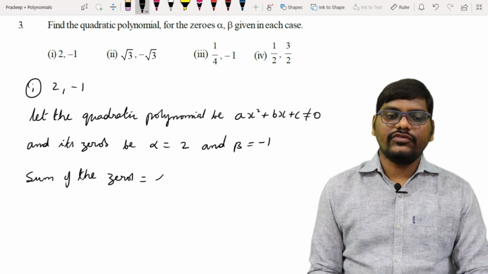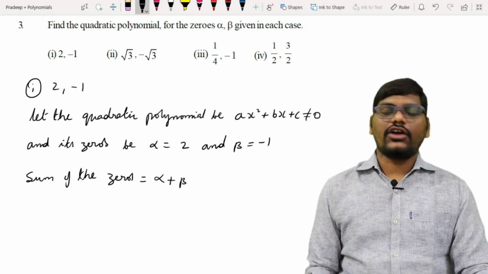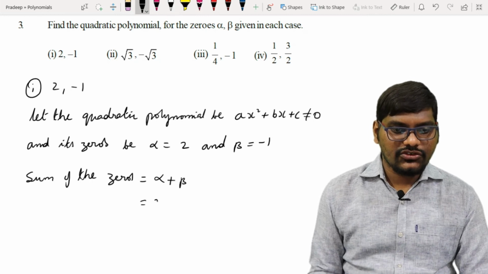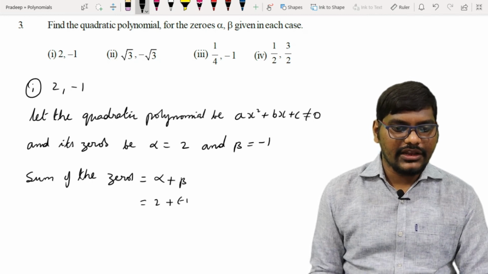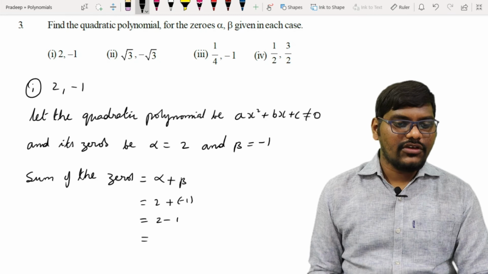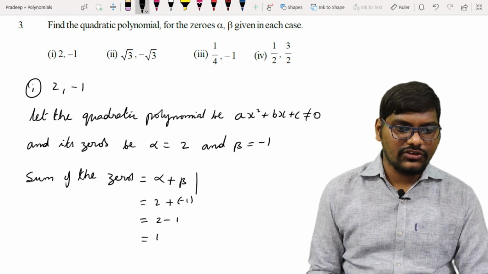So sum of the zeros, we already know from the previous question, is alpha plus beta. Accordingly, alpha is 2 and beta is minus 1, so we substitute here. We are getting 2 minus 1, which is 1, as the sum of zeros. We will do the same for the product of zeros also.